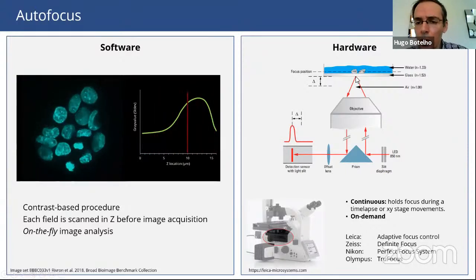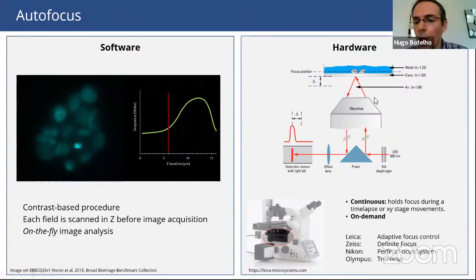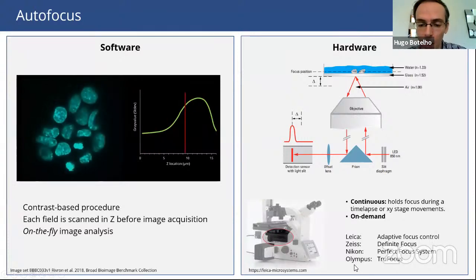Because if your cells are placed at a constant offset in Z from the bottom of the multi-well plate, you can then apply this offset and have your cells in good focus with great speed. And this can be done continuously, to account for Z deviations as you move the stage in XY or as you image cells across a long time lapse, or it can be done on demand, when you want to image a particular cell at a particular location in a multi-well plate. Microscopy manufacturers call their systems different things, but the working principle is always the same.